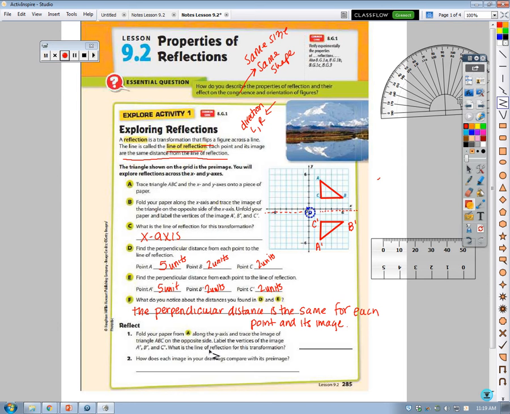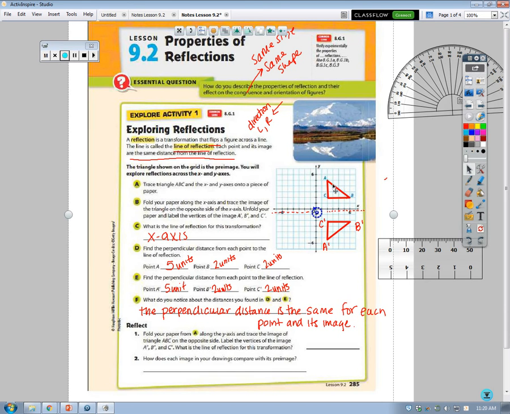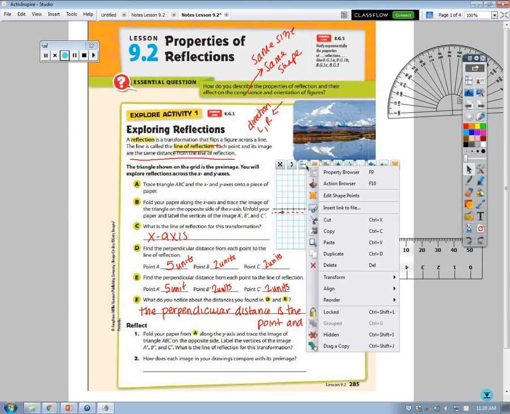And then I'm going to label my points A double prime, B double prime, and C double prime. Okay, and then I'm going to identify my line of reflection. So let's go ahead and transform this little triangle here. Let's take it across the y-axis.